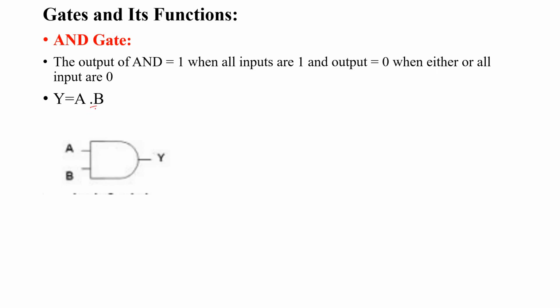It is a multiplication type of operation, right? A and B is represented as A dot B, or many times you can write it simply as AB. That is also applicable. So Y is equal to AB means it is a product of two variables. It indicates an AND operation, a logical AND operation. It's not a multiplication, it's a logical AND operation. Okay.